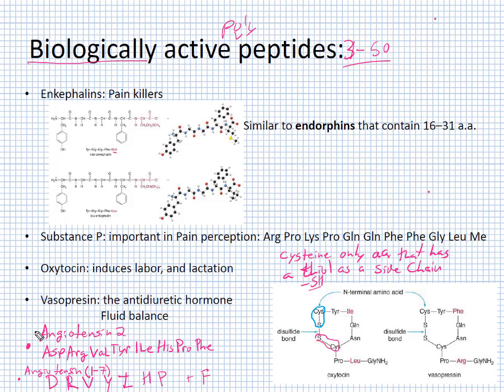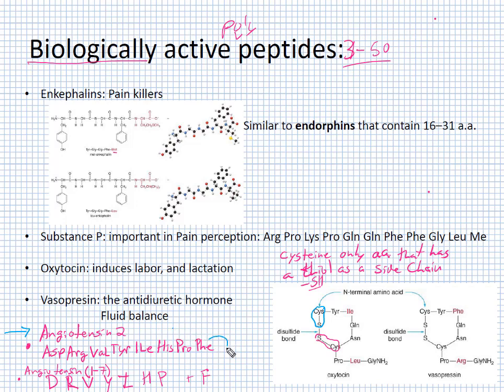Another really important one that I added here is angiotensin. And maybe we'll talk more about that later. Angiotensin, here's the sequence of angiotensin. And then there is an angiotensin converting enzyme.